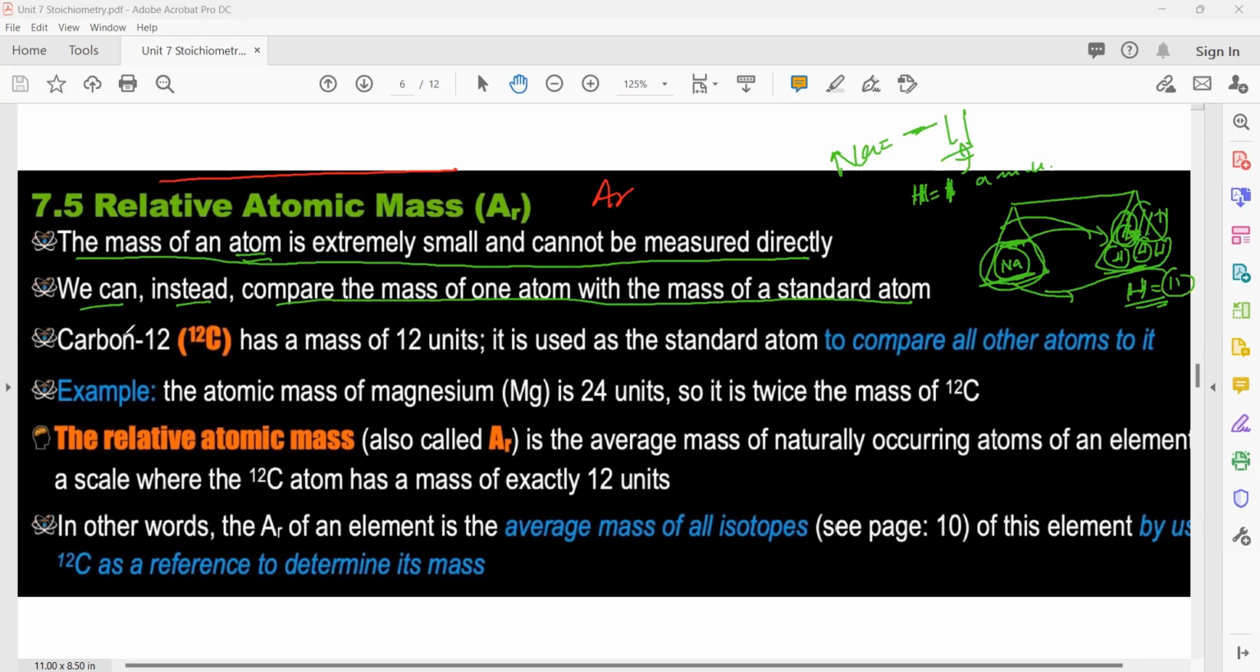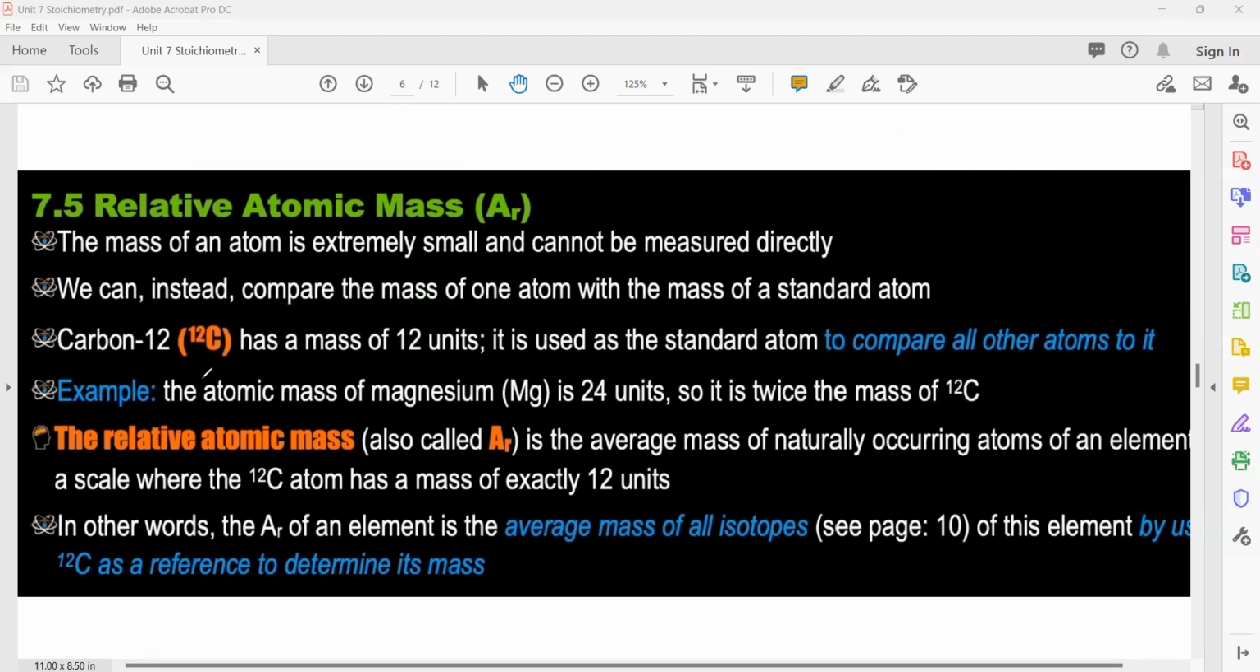So it's the same thing they are saying, that we can instead compare the mass of one atom with the mass of a standard atom. Let's say here hydrogen is standard. Now all other metals or elements you will compare with it. Now they have given that carbon 12 has a mass of 12 units. It is used as a standard.